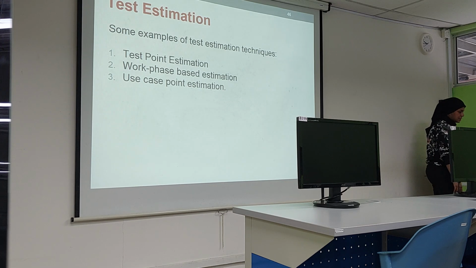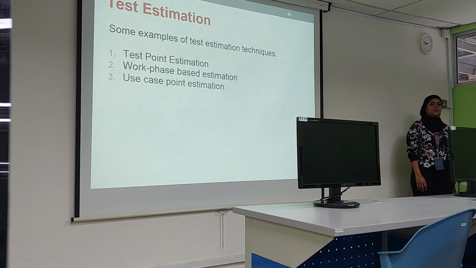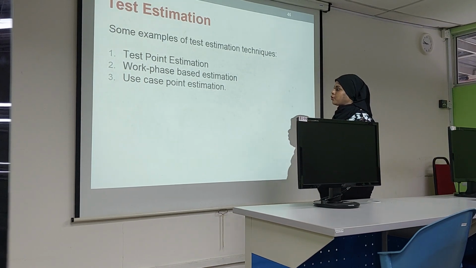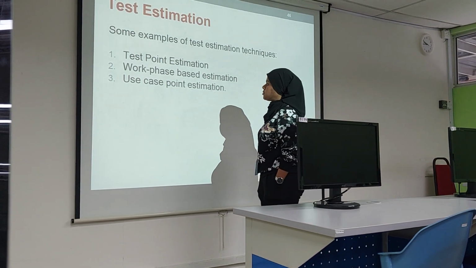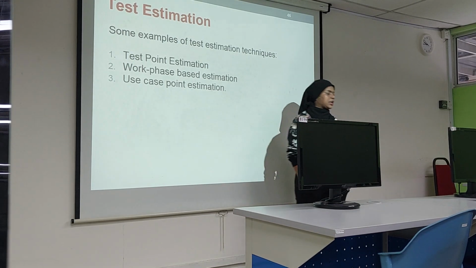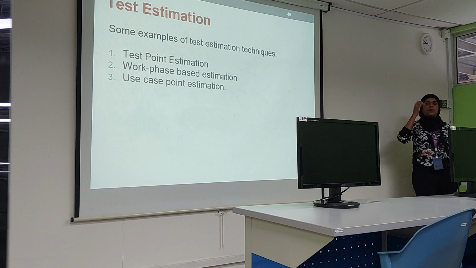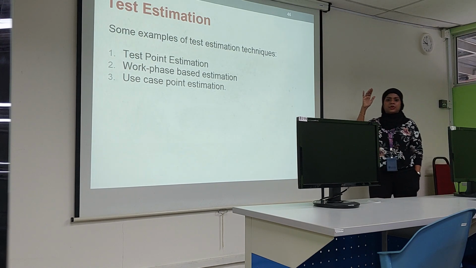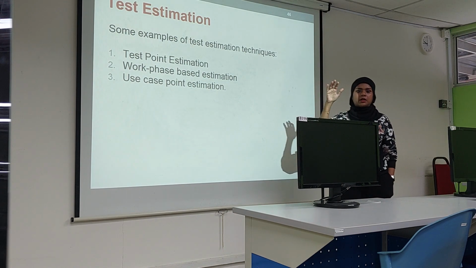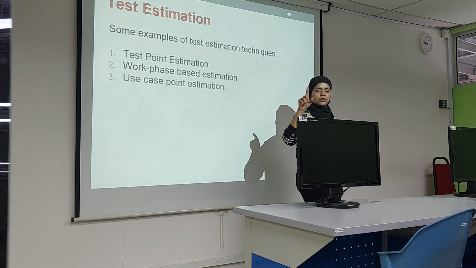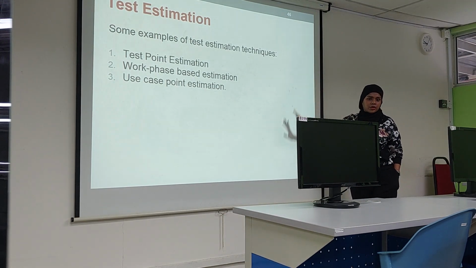Okay, so these are some examples of techniques normally used on a software project. Okay, test point estimation, work phase based estimation, and use case point estimation. So this one I think you will discuss in your software project. You have one called software project management, right? Yes. There is one course in your year 3, sem 1 or sem 2. So you will be discussing more on that.